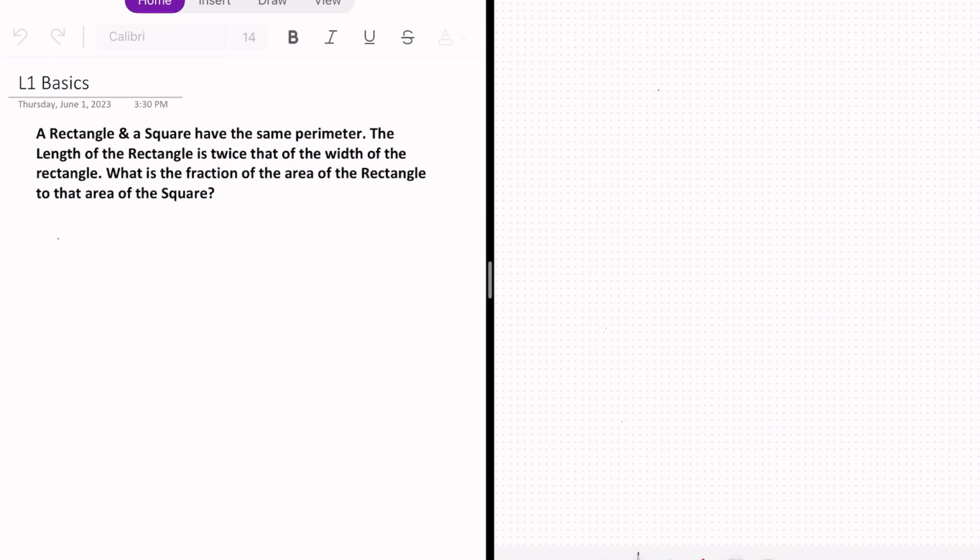The question says a rectangle and a square have the same perimeter. The length of the rectangle is twice the width of the rectangle. What is the fraction of the area of the rectangle to the area of the square?